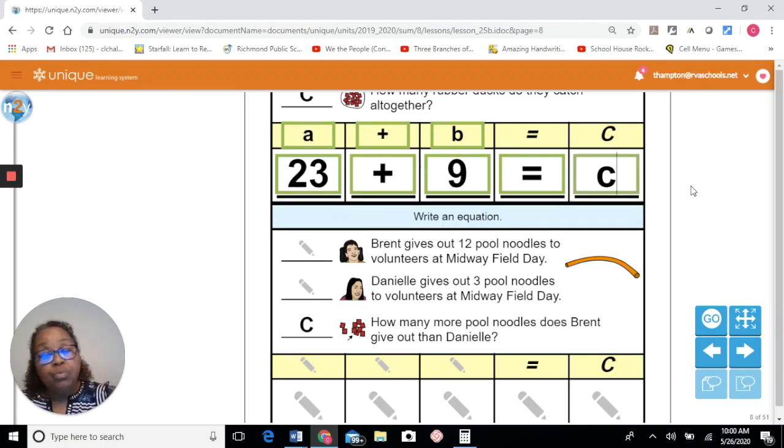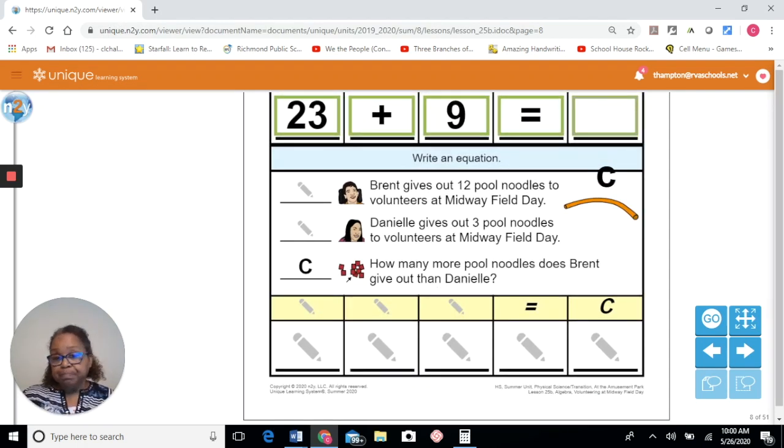Let's try another one. So we've written our expression. We have substituted the numbers. We know what we're looking for. We're looking for C. Let's try this one. Let's write another one. Writing them gets to be pretty easy, doesn't it?